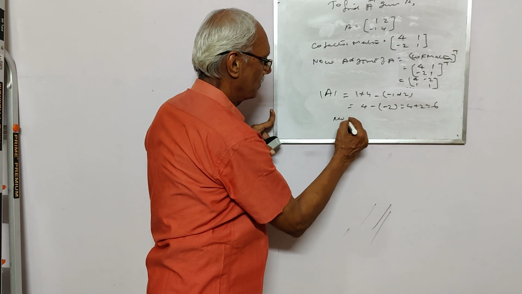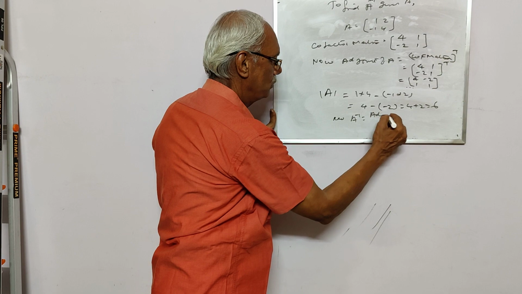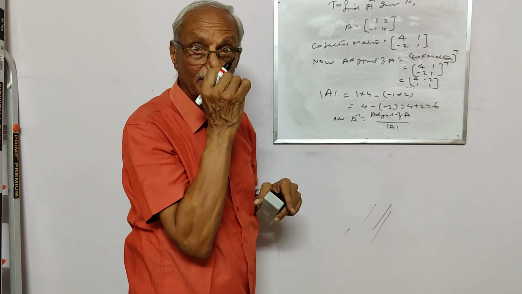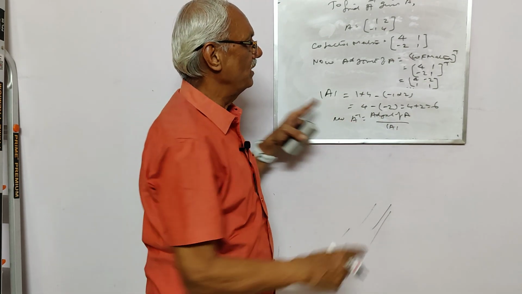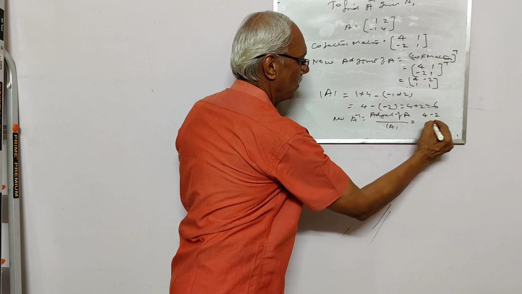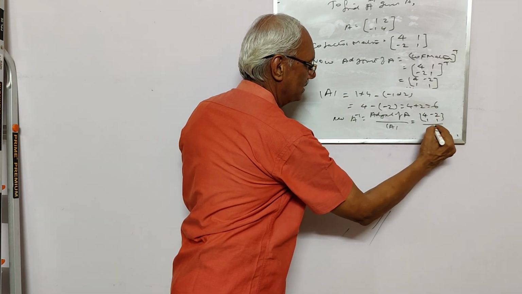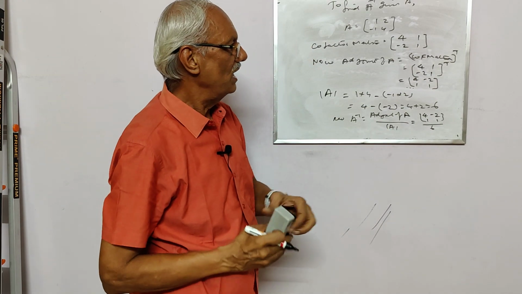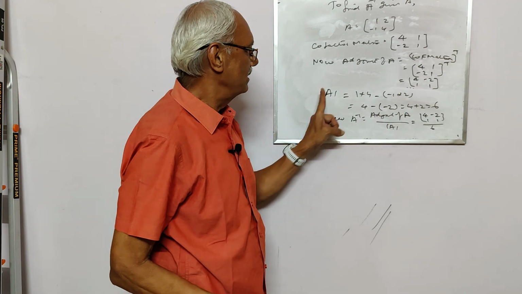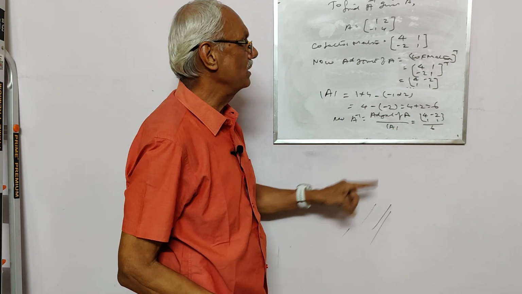Now A inverse is equal to the adjoint of A divided by the modulus of A. Now the adjoint of A is 4, minus 2, 1, 1, divided by 6. So we have got the results. We have got the value of this determinant and also the adjoint of A. Therefore A inverse is this.